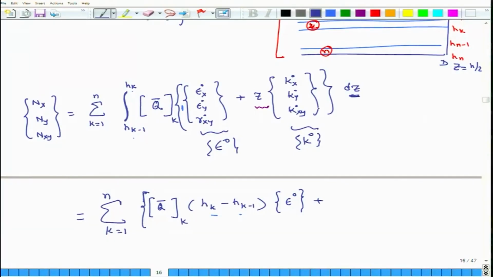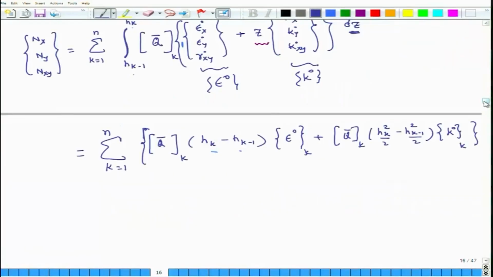And then I do the same thing with the other one. So, I get Q bar for the kth layer, and when I integrate z, it becomes z square by 2, and when I take the limits h_k minus 1 to h_k, I get h_k square minus h_k minus 1 square by 2, times the mid plane curvature for the kth layer. And I do this entire operation for every single layer and add it up.